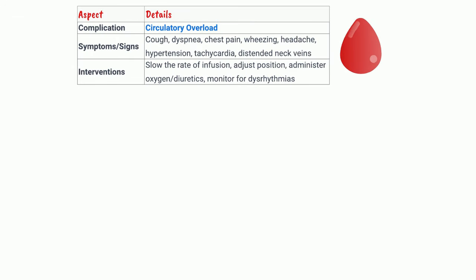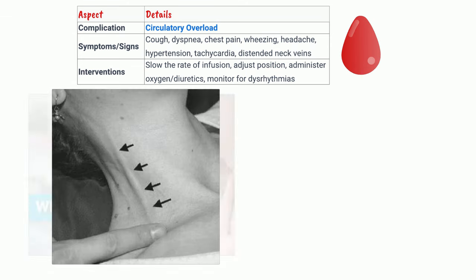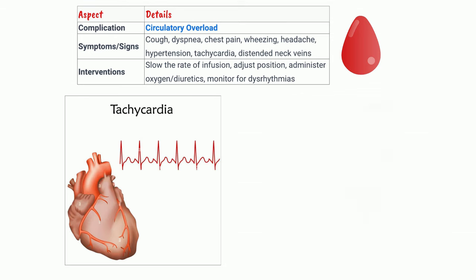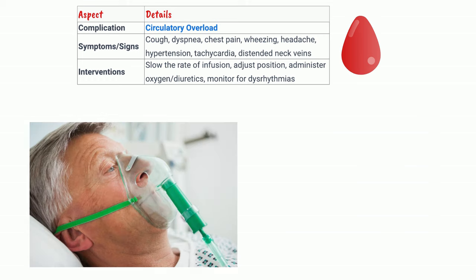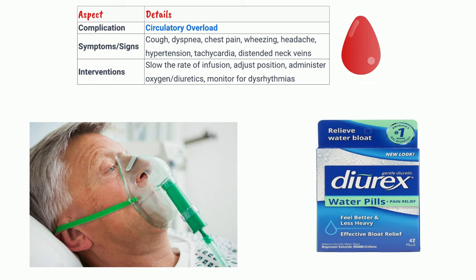Circulatory overload can occur when blood is infused too quickly. Key signs include cough and distended neck veins. To manage, slow the infusion rate, adjust the patient's position, and provide oxygen or diuretics as needed.